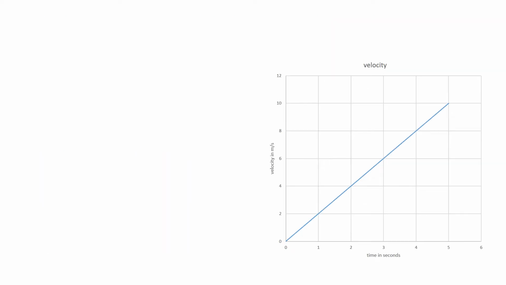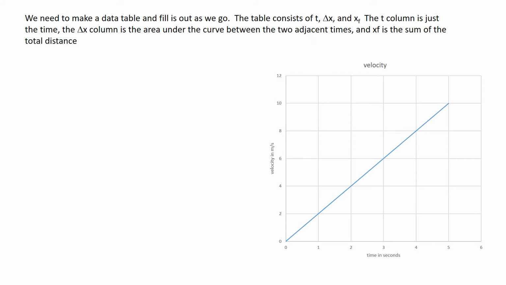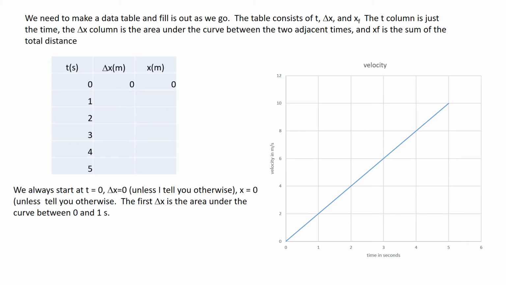So here's a graph of the velocity versus time again. We need to make a data table and fill it out as we go. There's going to be 3 columns. The table is going to consist of time, delta x, and x final. The t column is just the time. The delta x column is the area under the curve between the adjacent times, and the x_f is the sum of the total distances. So we start out with our table, filled in with the first line being 0, 0, 0. We always start at t equals 0 and delta x equals 0 unless I tell you otherwise, which means your x final position for time equals 0 will also be 0 unless I tell you otherwise.